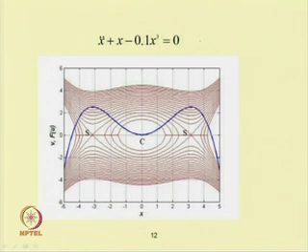In this example, x double dot plus x minus 0.1 x cube equal to 0, which is similar to a Duffing equation. One can see this point is a saddle point, this point corresponds to the center point, and this point corresponds to the saddle point at this maximum. The saddle point corresponds to the maximum potential energy and the center corresponds to the minimum potential energy.